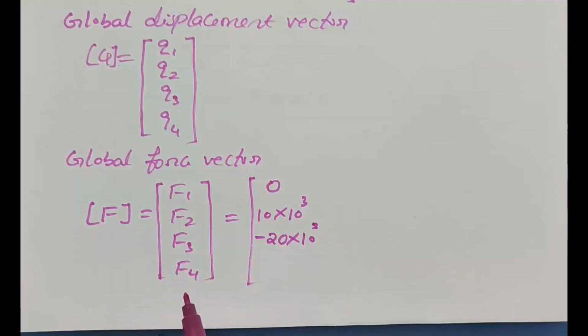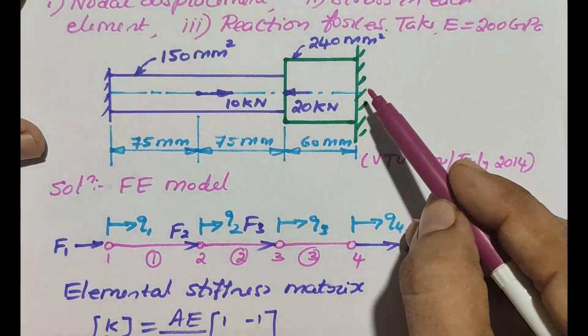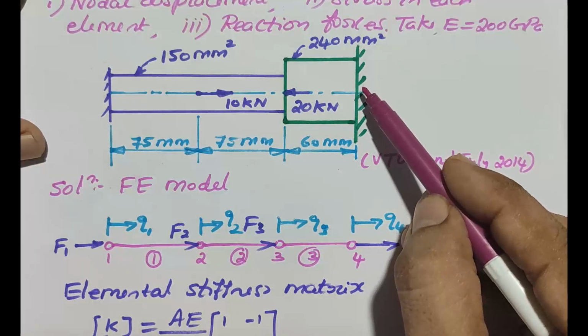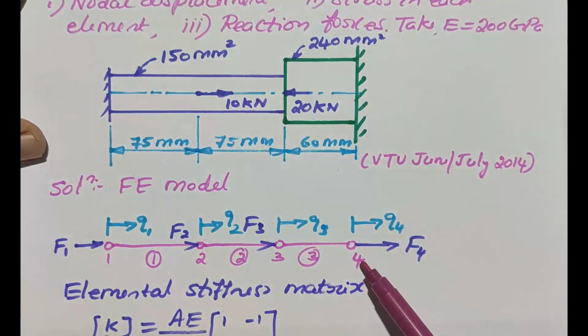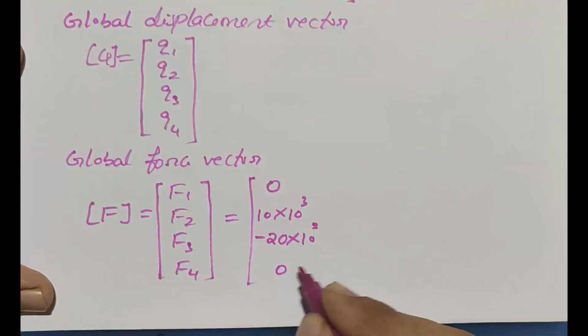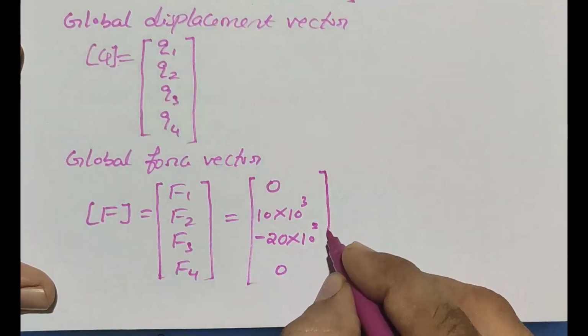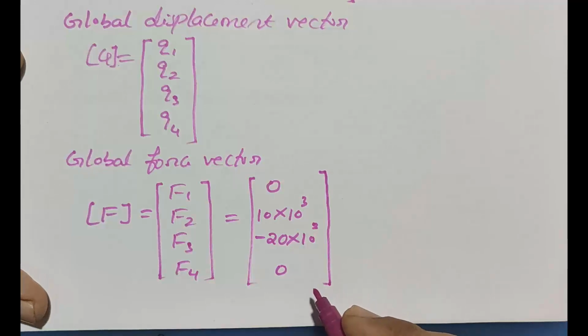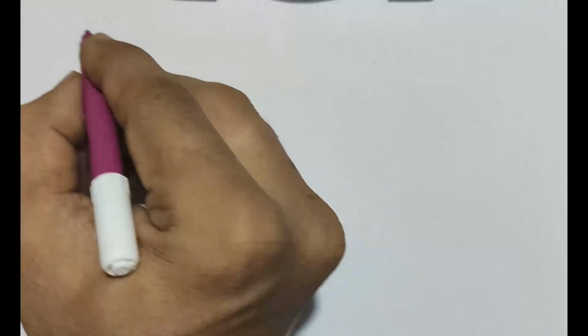F4 applied load at node number 4. See the figure here, we don't have any force, means load acting at node number 4, F4 is 0. F4 is 0. This is the force vector or load vector. Next is equilibrium condition.